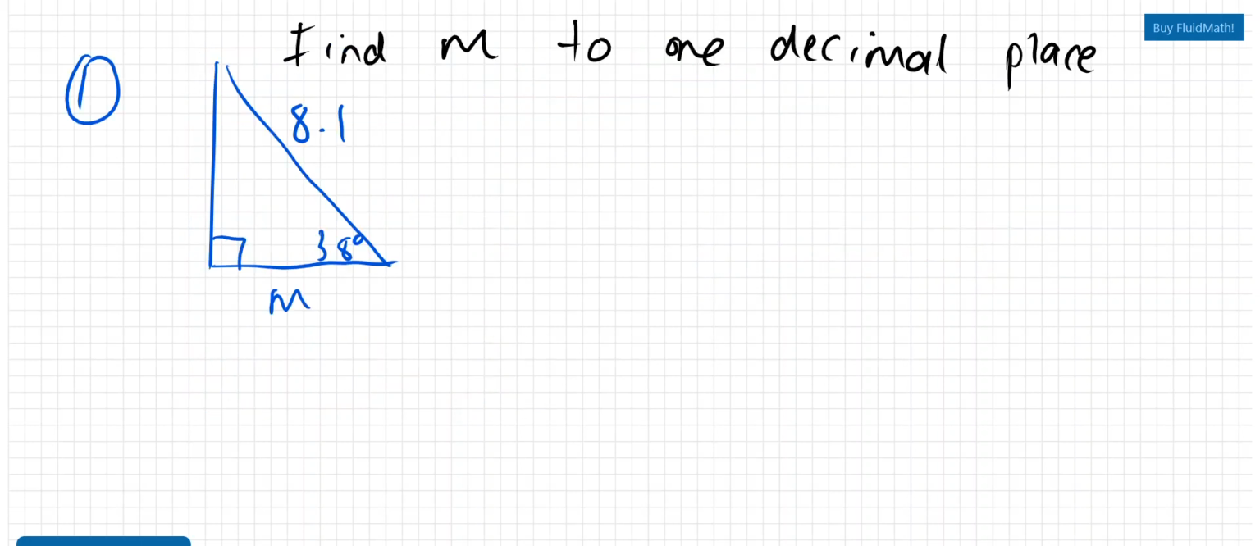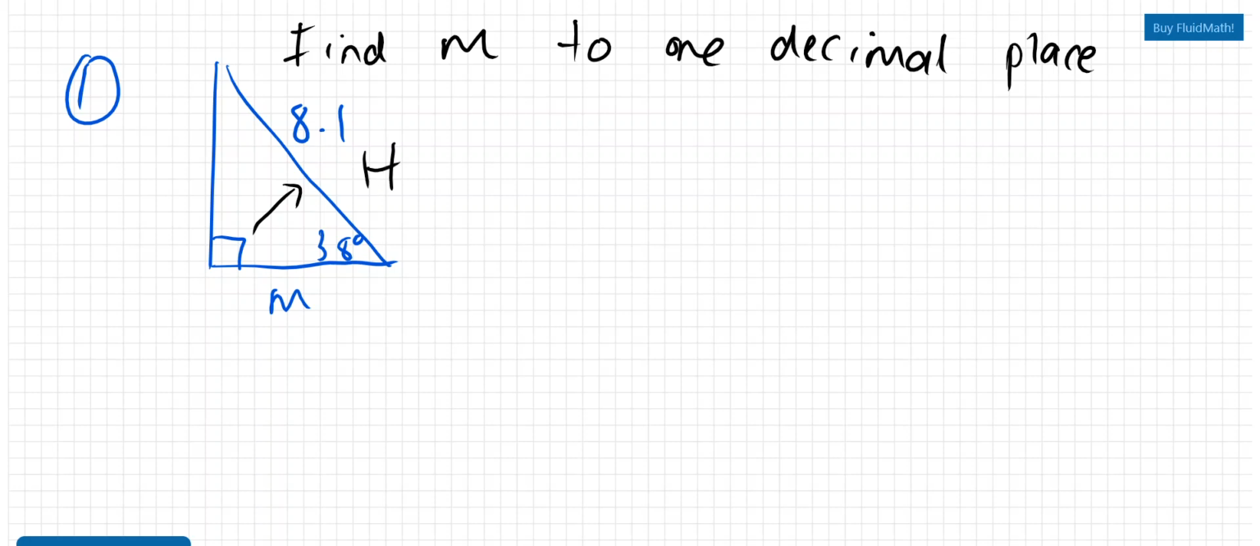So for our first question, it's asking us to find m to one decimal place. For all the questions we do, we'll just be doing it to one decimal place. If we have a look at our triangle, we can see it's a right angle triangle, and they have to be right angle triangles at this stage with trigonometry. The side opposite the right angle is always the hypotenuse, so I'm going to put an H there.